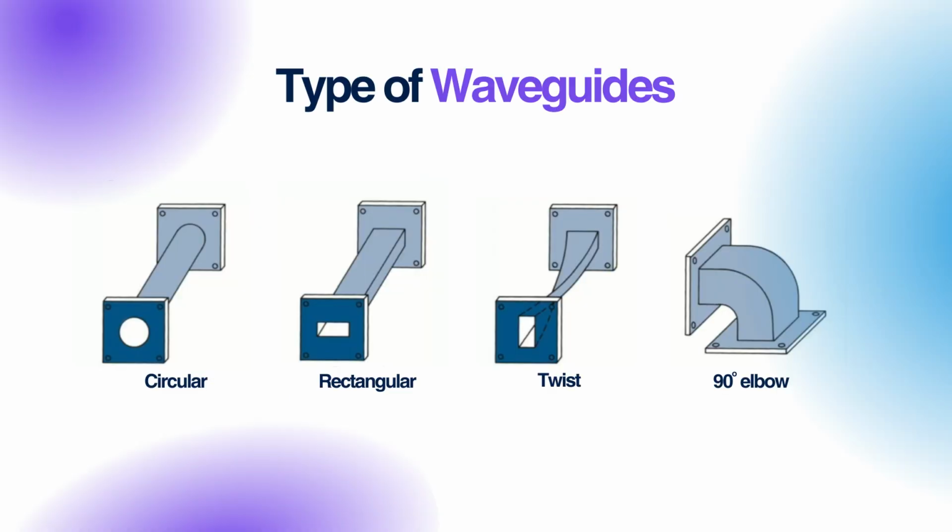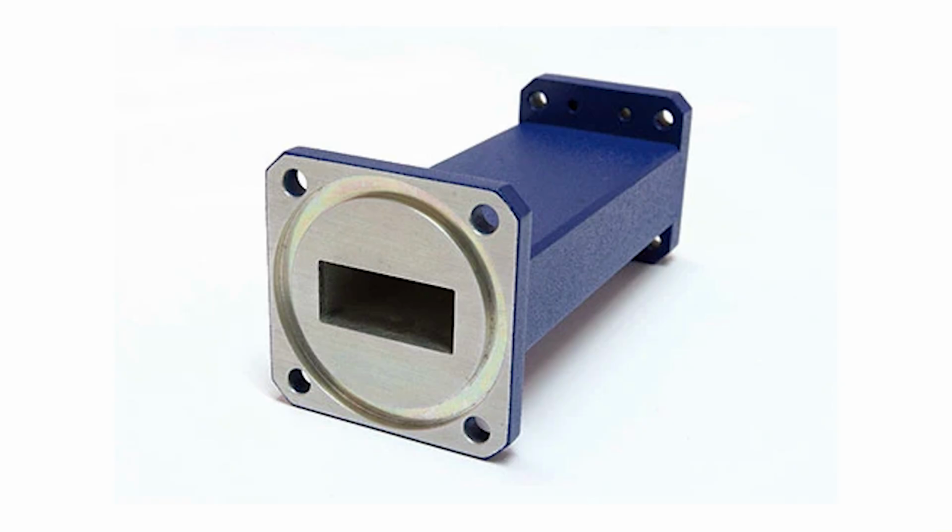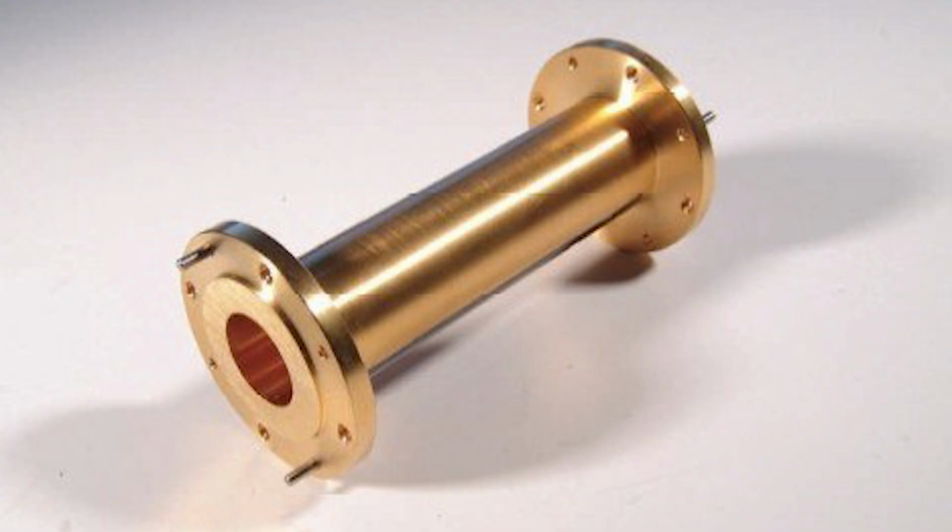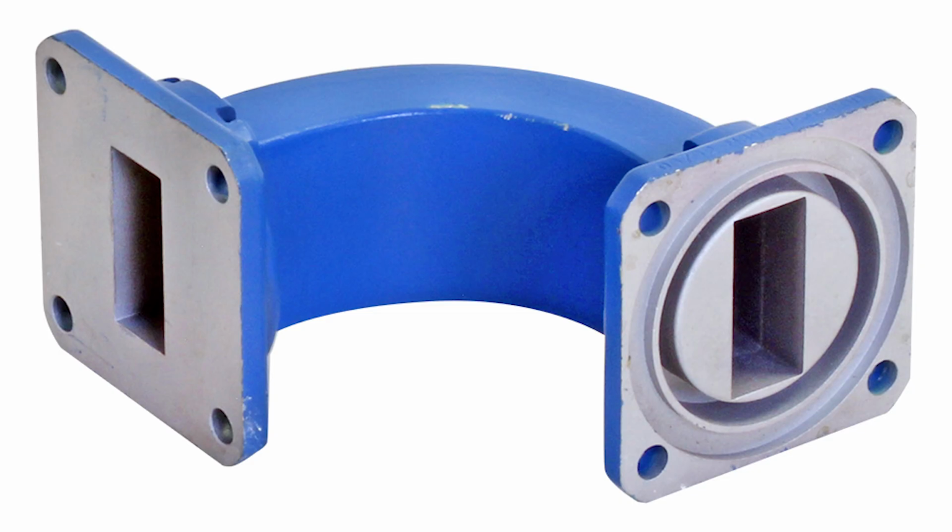So, there are many types of waveguides, which are the circular waveguide, rectangular waveguide, a twist waveguide, and 90-degree elbow.